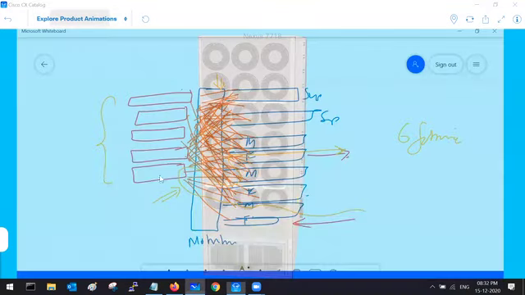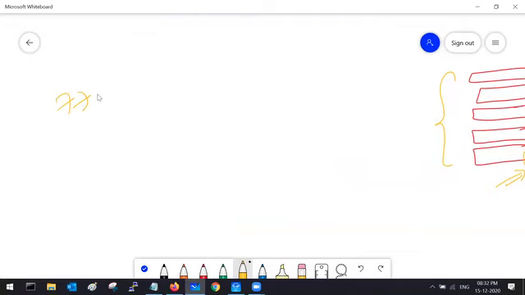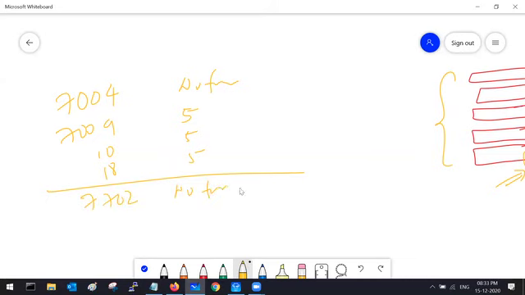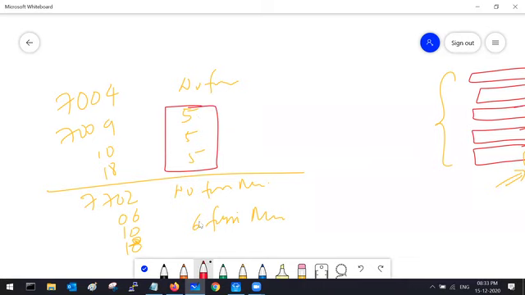All right. So just to write it down over here, Nexus 7004, no fabric modules. 7009, 10, and 18 support 5 fabric modules each maximum. 7702, there is no fabric module. 7706, 10, and 18 support 6 fabric modules each, right? So in the 7000 series, the maximum number of fabric modules is 5. In the 7700 series, they have increased it by 1, so it supports 6 fabric modules. Is this clear to everyone, guys? What is fabric module? What is IO module? And what is supervisor module?